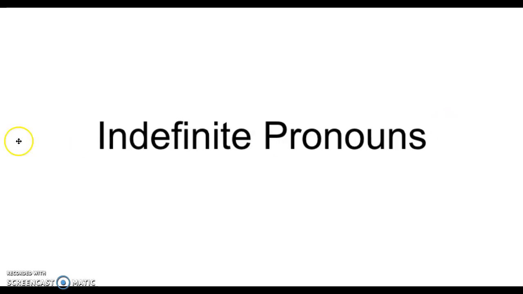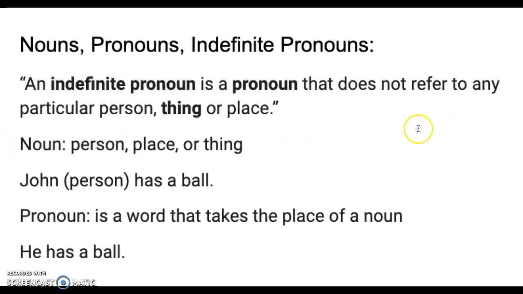Today we're going to be talking a little bit about indefinite pronouns. We started out by learning about nouns. A noun is a person, place, or thing. For example, John has a ball. My person is John, my thing is ball, but we're just going to talk about John. So John is my person.